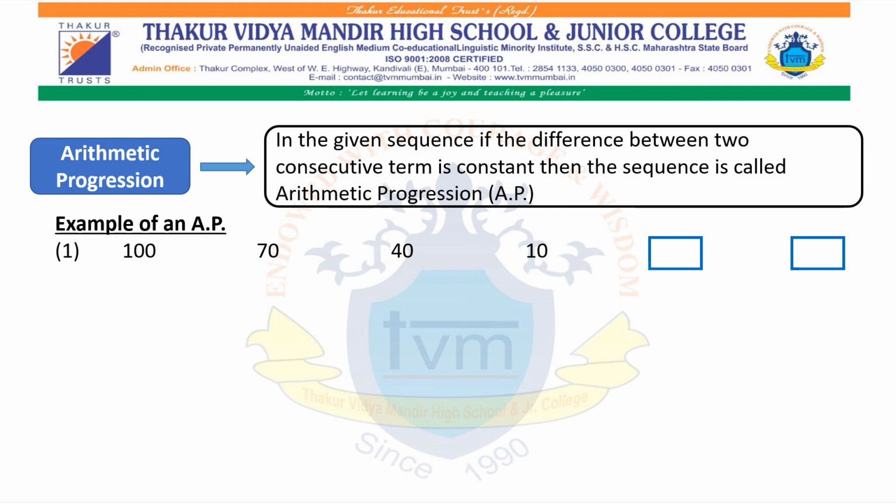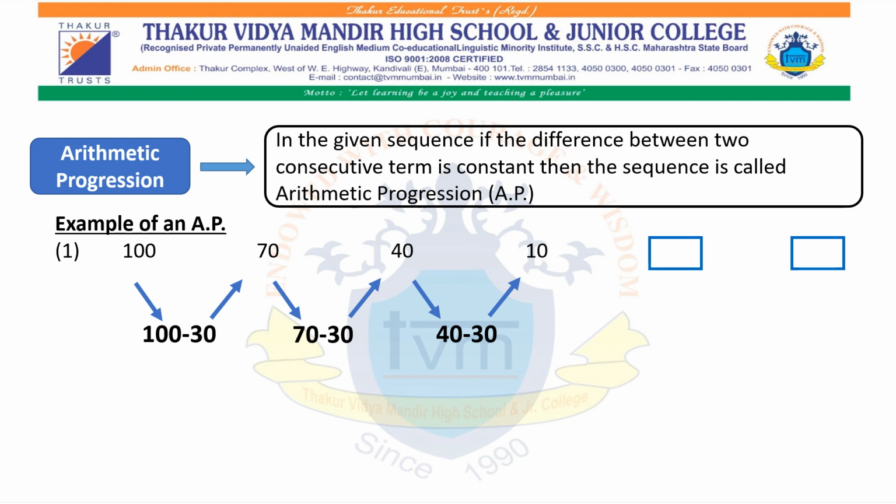Here the first term is 100, second term is 70. The relation between 100 and 70 is they subtracted 30 from the previous number 100 so that they can get the next number, which is 70. Again, for getting the third term, they subtracted 30 from the second term, from 70, means 70 minus 30, then they got the third term, which is 40. Again, for getting the fourth term, they must have applied the same condition, means they did 40 minus 30 and they got the fourth term, that is 10.